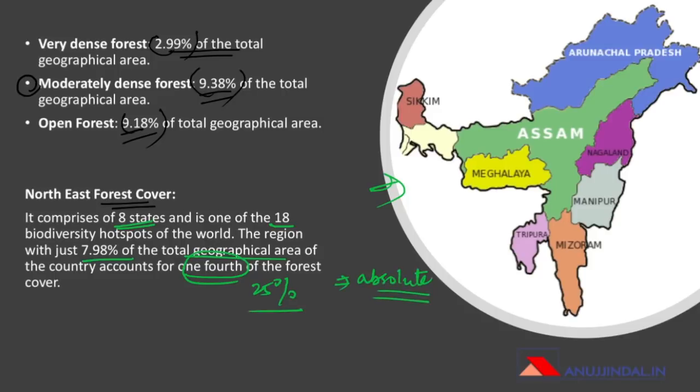Now, it is important to understand that this region holds a great importance for us for the sustainability of environment in India. But an absolute fall in the forest cover in 5 out of these 8 states means that something is wrong with the Northeast region. So these two facts are important to remember here: 25% of forest cover, 7.98% of geographical area, and also 5 out of these 8 states are experiencing an absolute fall in the forest cover in the country in this year.